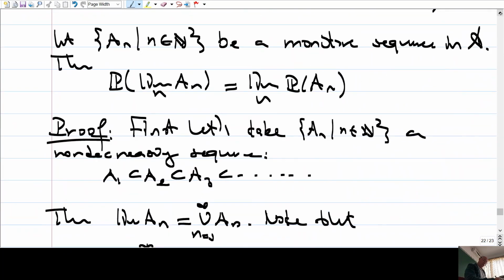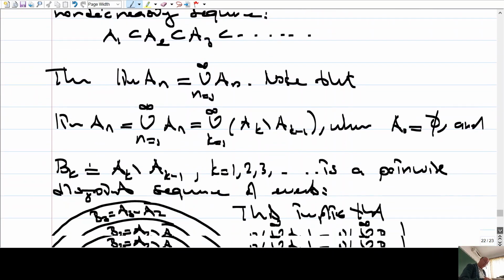We want to prove that the limit of the measure of the limit of ANs is the limit of the measures.